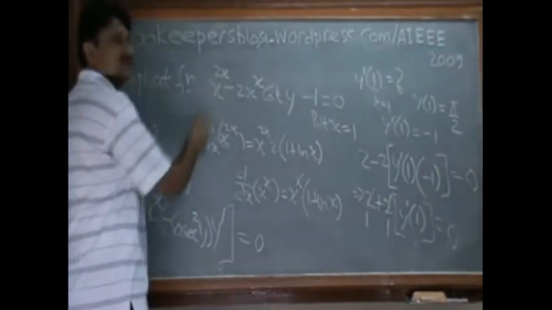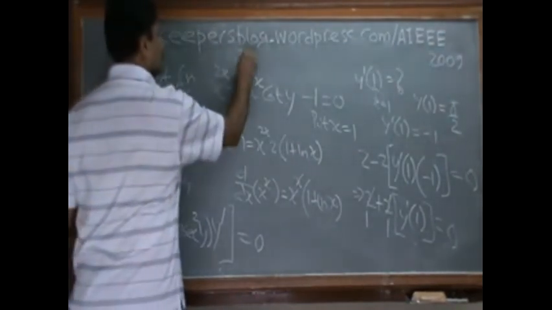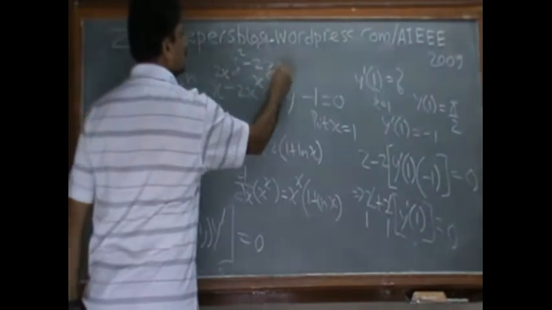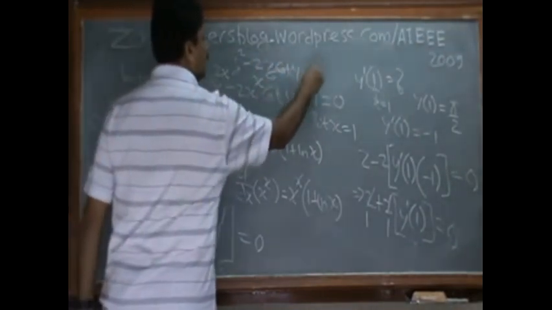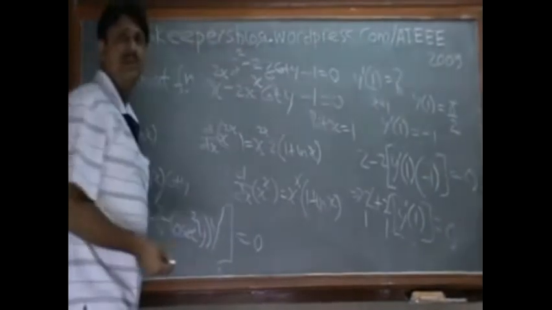If you put x to the power x as z, then what will become? Z square. Z square minus 2z cot y minus 1 is equal to 0. There are many ways of doing it.